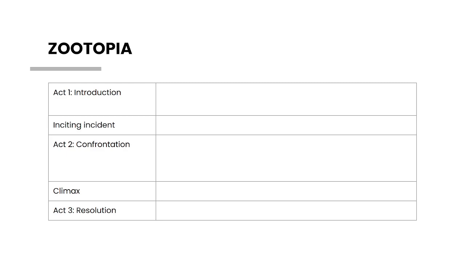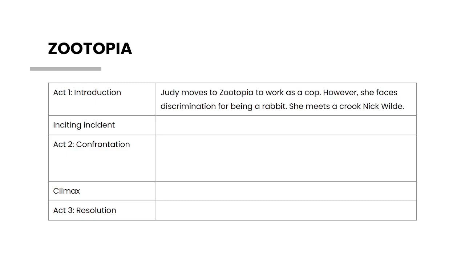Okay, what's the introduction? Judy aspires to be a cop. Yes. So Judy moves to Zootopia to work as a cop, but she faces discrimination for being a rabbit, right? And then she meets Nick Wilde. So there is some setup and it does take a while to get to the inciting incident, but they get you an idea of the characters. They get you invested in their dynamic, right? You have this uptight Judy, and then you have Nick Wilde who's just like, rules are suggestions, I'm just gonna do my thing, it's fine. Okay. So when does the inciting incident happen? What's the turning point?